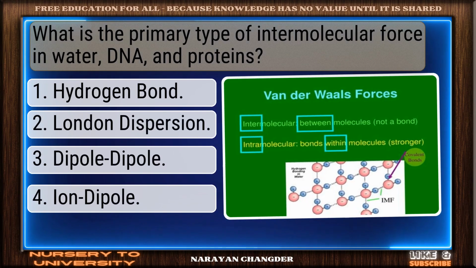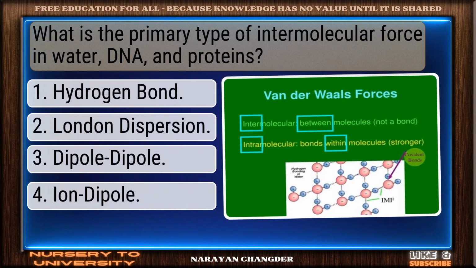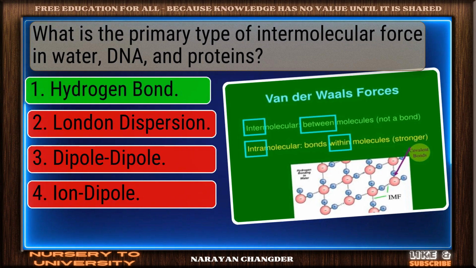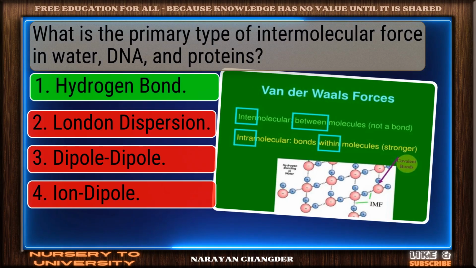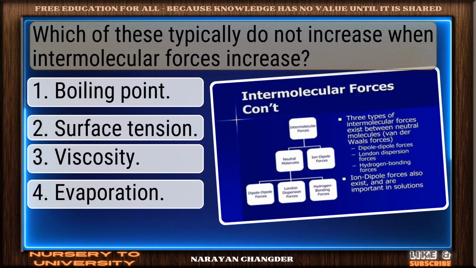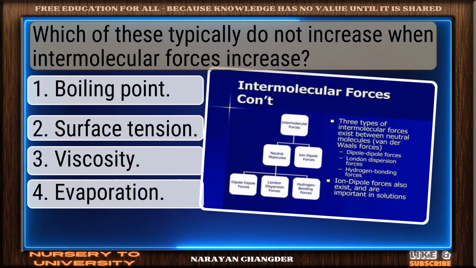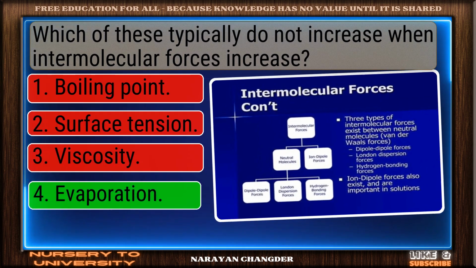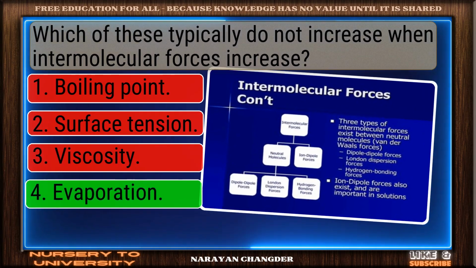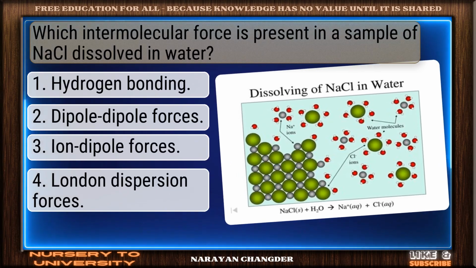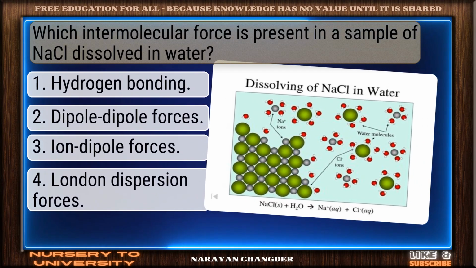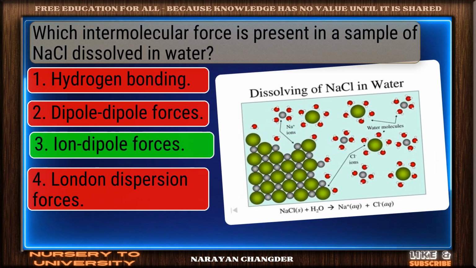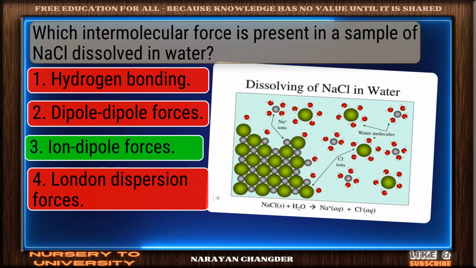What is the primary type of intermolecular force in water, DNA, and proteins? Excellent. Hydrogen bond is a brilliant choice. Which of these typically do not increase when intermolecular forces increase? Clear logic. Your choice, evaporation, is sound and 100% true. Which intermolecular force is present in a sample of NaCl dissolved in water? Solid response. Ion-dipole forces is a valid choice.